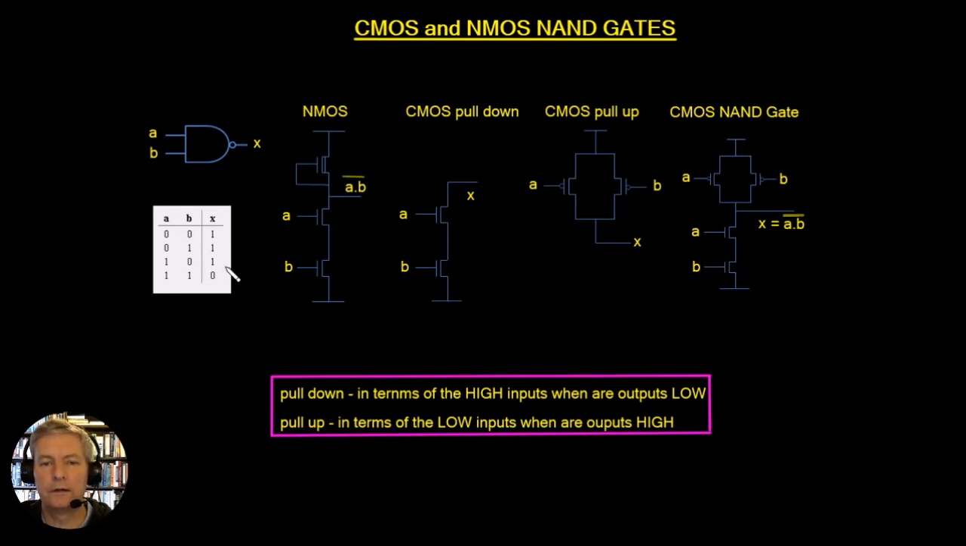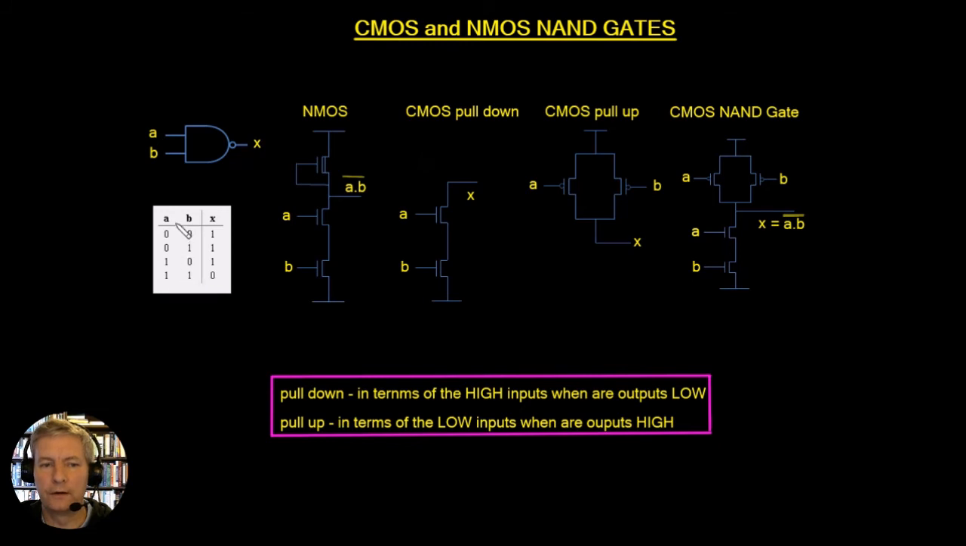So now if we look at the pull-down network, so this is the pull-down network here. I've actually done this one first and we'll look at this one next. Now in the pull-down network, it says in terms of the high inputs, when are the outputs low? So these are the high inputs here, and this is the low output here. So we can see that the output is going to be low whenever both inputs are high.